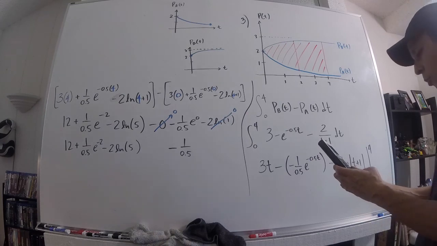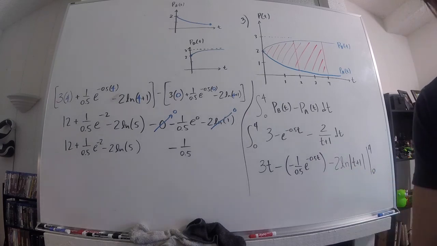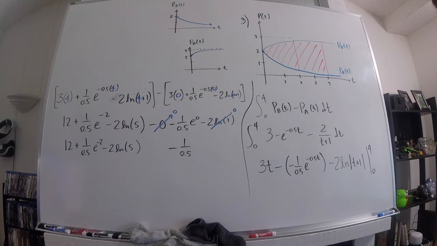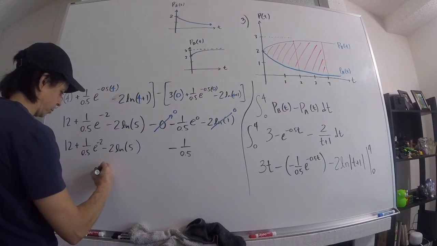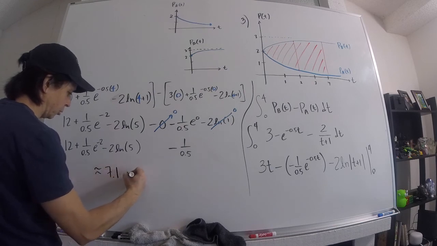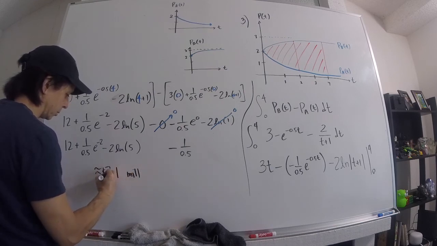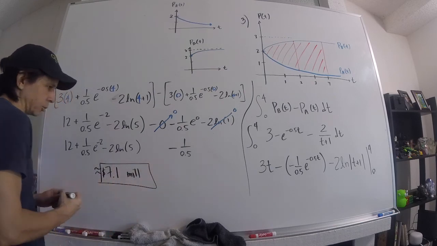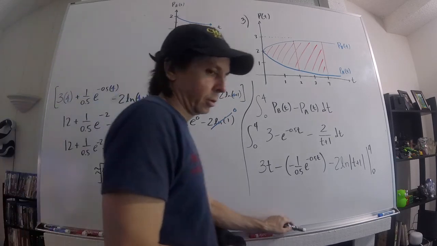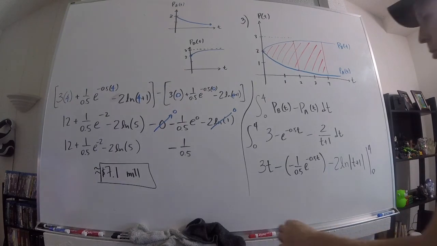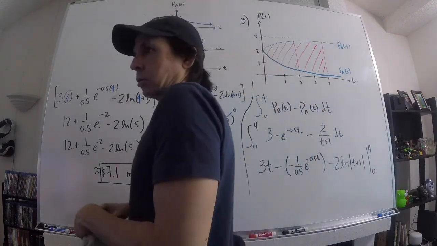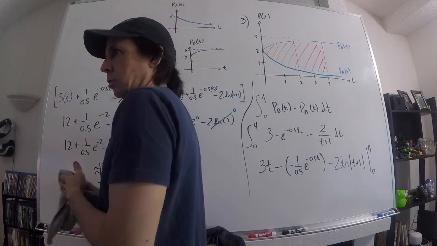Okay, 7.05. What did I say to round to? 1 decimal place. 7.1. Approximately 7.1, and their units were millions of dollars. That is your answer. Okay, so that was the hard part. Well, is it? Number 4.